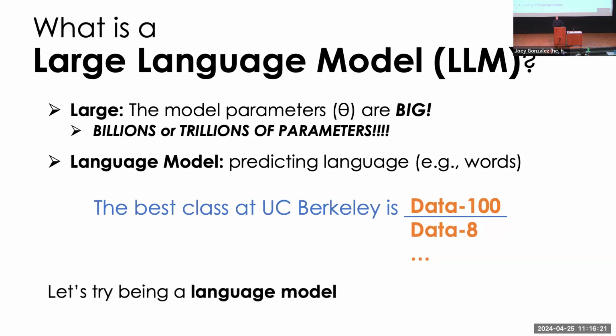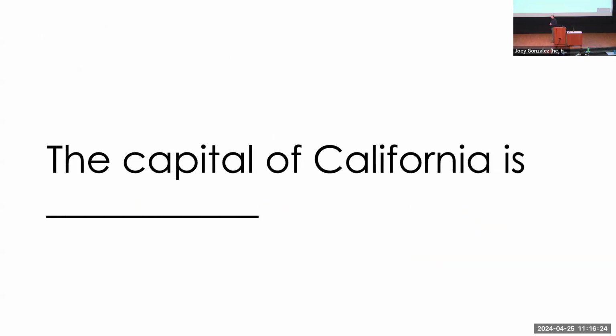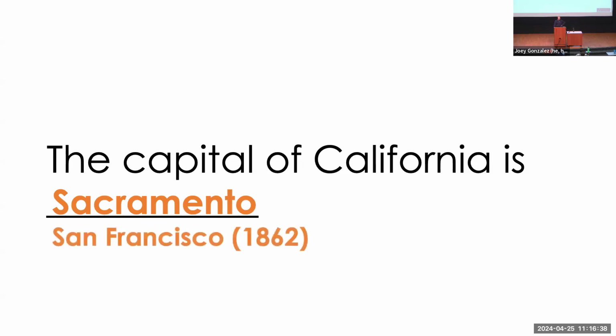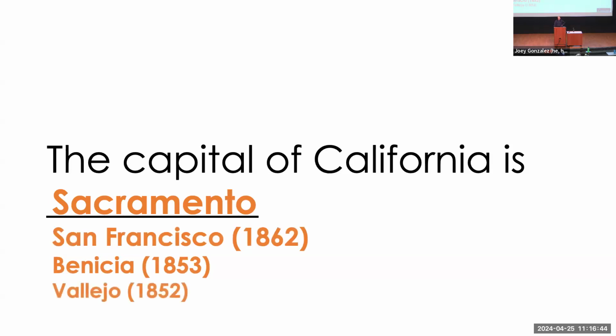Let's try some interesting language modeling and see what this tells us. The capital of California is, everyone yell it out, San Francisco. Sacramento, very good. We are Bay Area. But is that the correct answer? No, could have been San Francisco, 1862. That would have been fine. Benicia, 1853. Vallejo, 1852. So there are multiple completions of that text. Predicting the next word, or sequence of words, embodies knowledge here, does it not? I may be predicting the next word, I can finish a sentence. I must know something about the world if I can make those kinds of predictions.